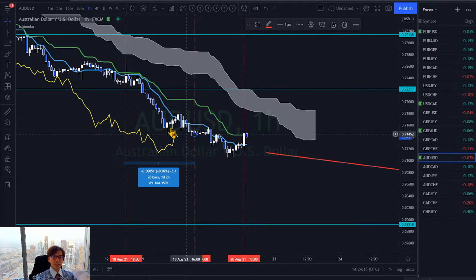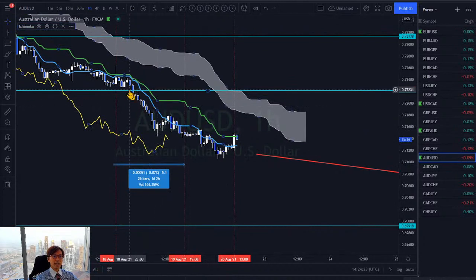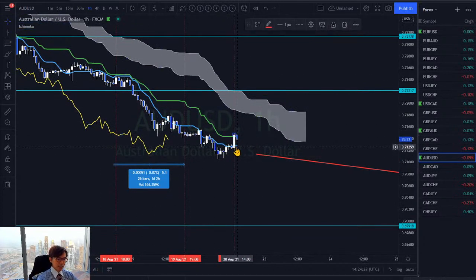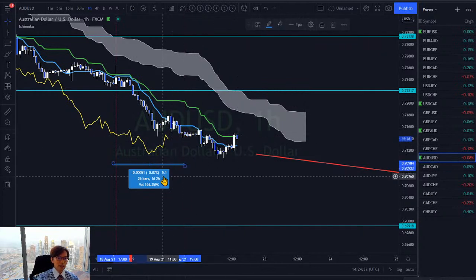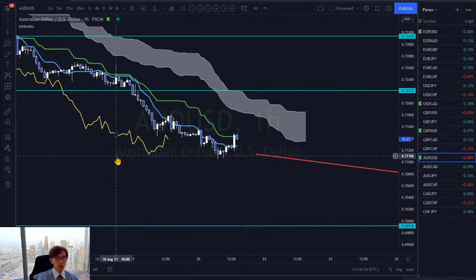So this is actually the nature of Ichimoku. You can watch the retracement to the Tenkan Sen or Kijun Sen in 9 candles or 26 candles. And you can do this on any time frame. I use this on the daily chart or lower time frames.